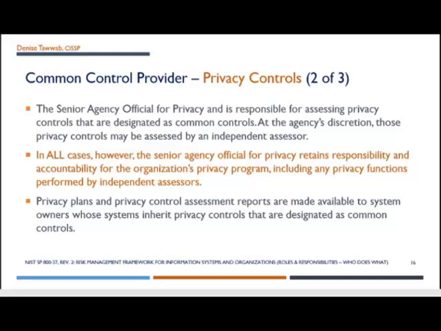The Chief Privacy Officer is responsible for assessing privacy controls that are designated as common controls. At the agency's discretion, those privacy controls may be assessed by an independent assessor, but as I told you in an earlier presentation, privacy controls don't require the same level of independence as security controls. In all cases, however, the Chief Privacy Officer retains responsibility and accountability for the organization's privacy program, including any privacy functions that are performed by independent assessors. Your privacy plans and privacy control assessment reports are made available to system owners whose systems inherit privacy controls that are designated as common controls.